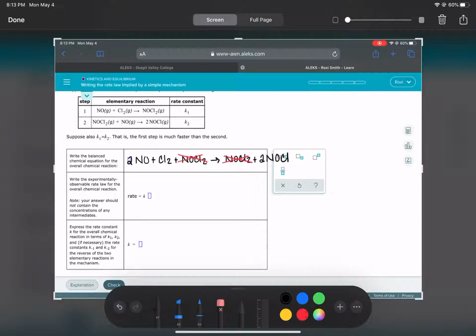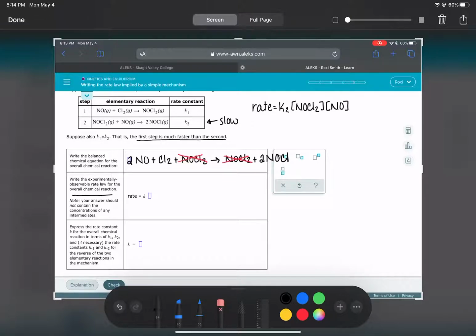Now for the next part, it says write the rate law. The rate law is going to be based on the slow step. So it says up here, the first step is faster than the second. So that means that step number 2 is our slow step, and that is the step that we'll use to determine the rate law. So the rate law based on the slow step is going to be k2, the rate constant for the slow step, times NOCl2 times NO.